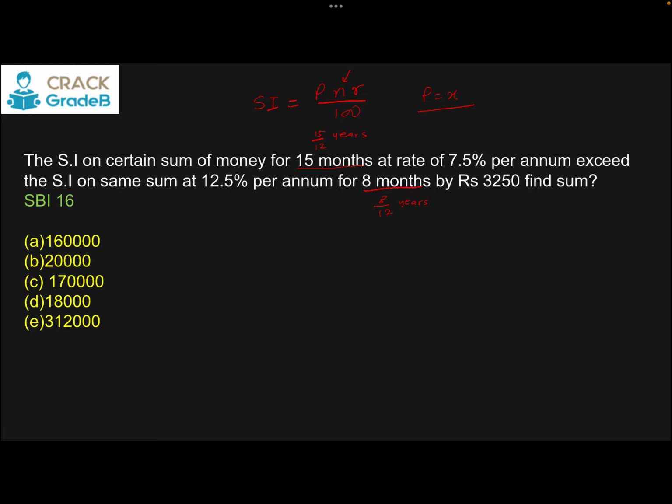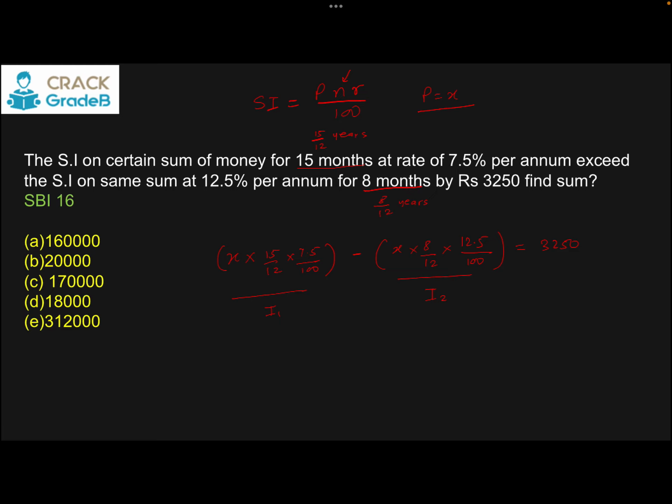So in the first case, the principal is X. So principal into number of years into rate of interest upon 100 is what the interest is going to be. Let's call this interest 1. And in the second case, the principal is again the same X, into number of years, 8 by 12, into rate of interest, 12.5, divided by 100. That is going to be the interest in the second case. They are saying the difference between these two is 3250.